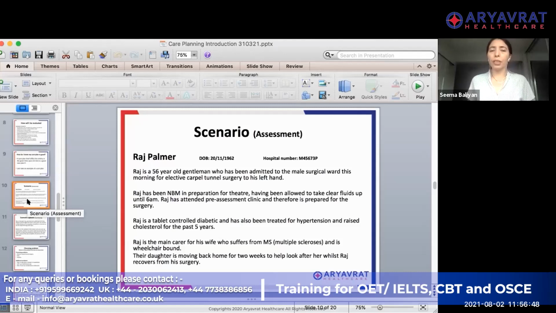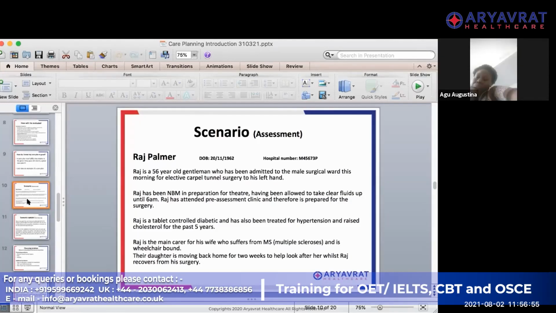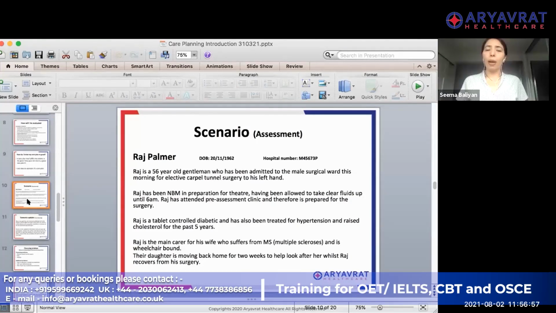it's a 56-year-old man who has been admitted to the male surgical ward for elective carpal tunnel surgery in his left hand. He has been nil by mouth in preparation, having been allowed to take clear fluids up until 6 a.m. He has attended pre-assessment clinic and is therefore prepared for the surgery. He is a diabetic, but only on tablet-controlled diabetes. He has also been treated for hypertension and has suffered with high cholesterol in the last 5 years.